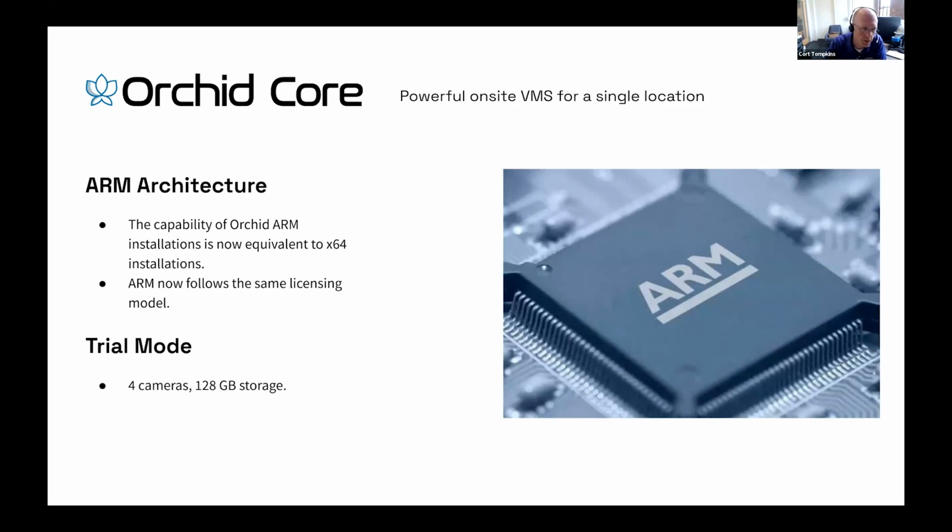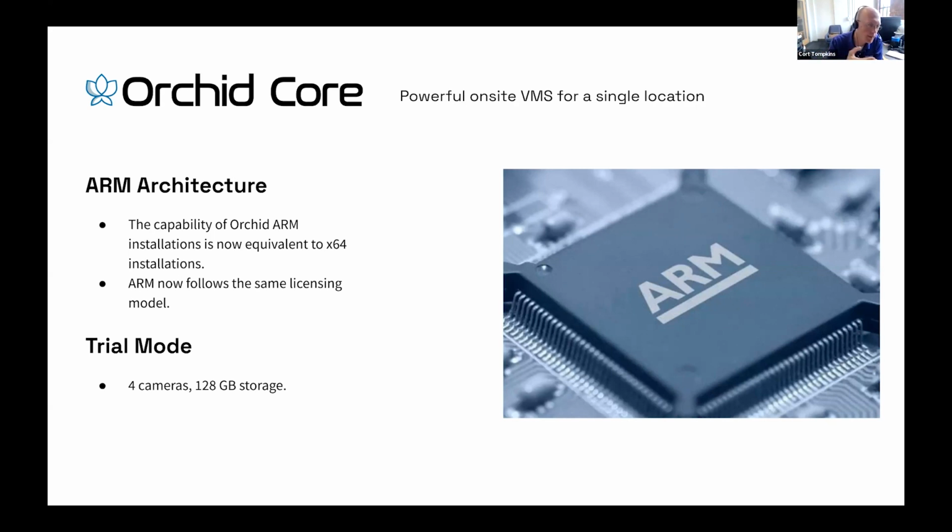So beginning with 23.6, the licensing terms for Orchid running on ARM has become the same as Orchid running on an Intel CPU. And just as an interesting anecdote, when we first released the ARM edition of Orchid, it was targeting the Gen 1 Raspberry Pi. So this was many years ago. And this was a device that probably had the horsepower to record maybe 2 cameras at 720p. So a little bit of a hobbyist toy at that point.